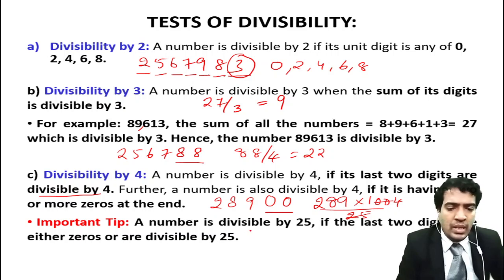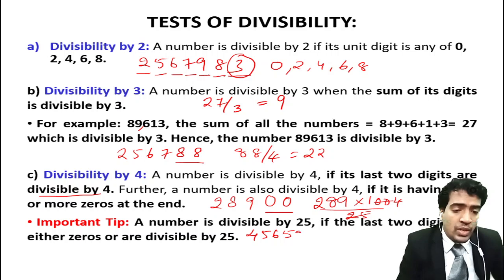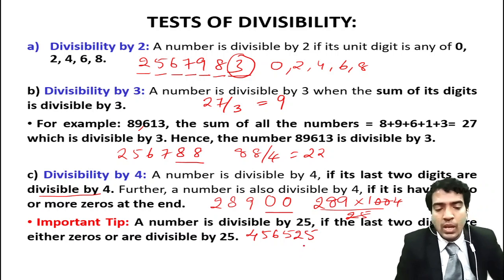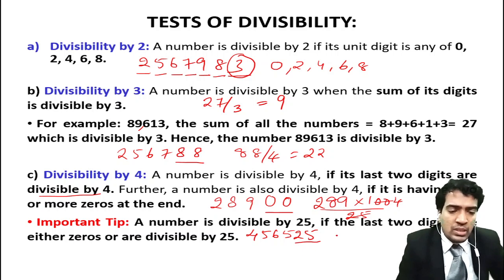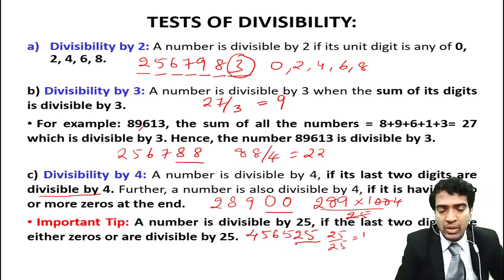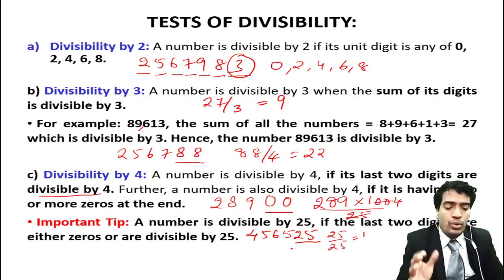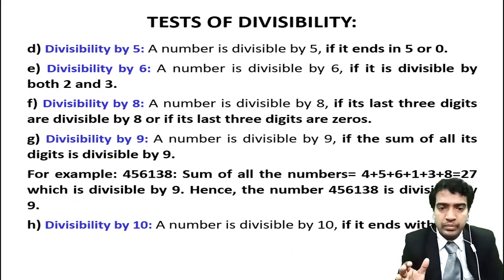Okay, let us take another example. Let us say 456525. Okay, if you look at the last two digits, it ends with 25. So 25 is divisible by 25. Okay, so the entire number 456,525 is also divisible by 25. I hope you got what I am trying to say.